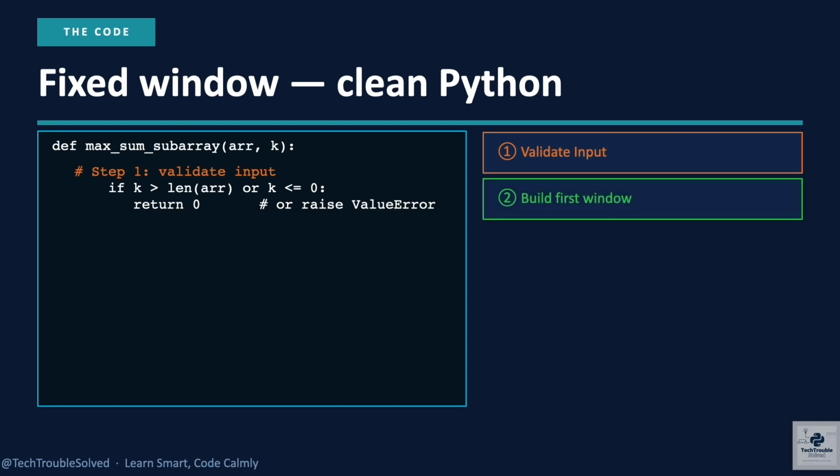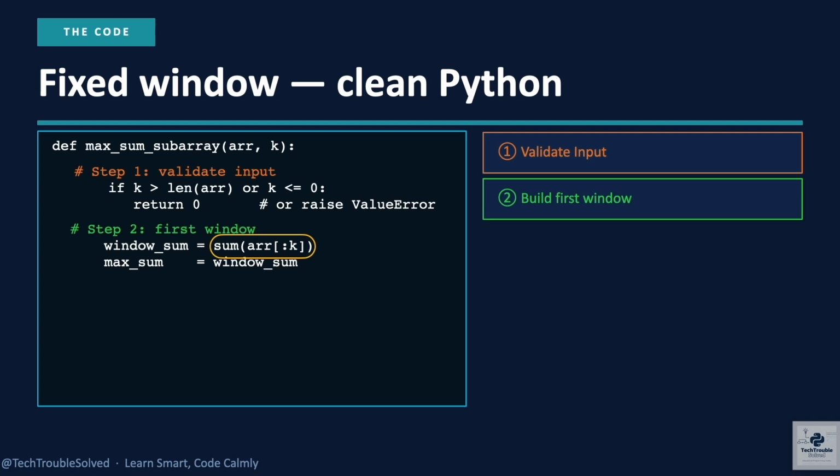Step 2. Build the first window. We use Python's built-in sum function to sum the first k elements. We store this as window sum. We also set max sum equals window sum right here. Not 0, not float negative infinity, but window sum.